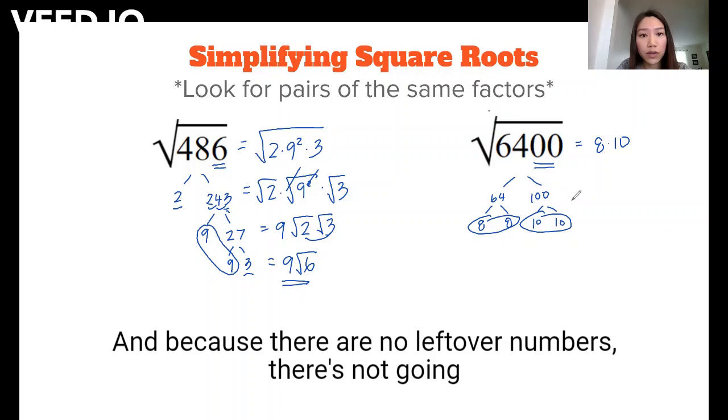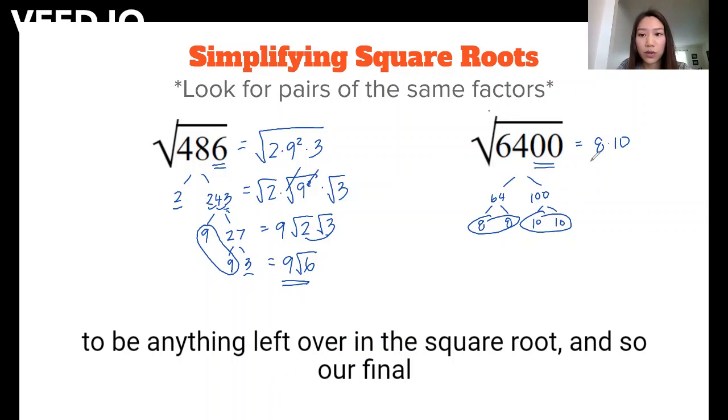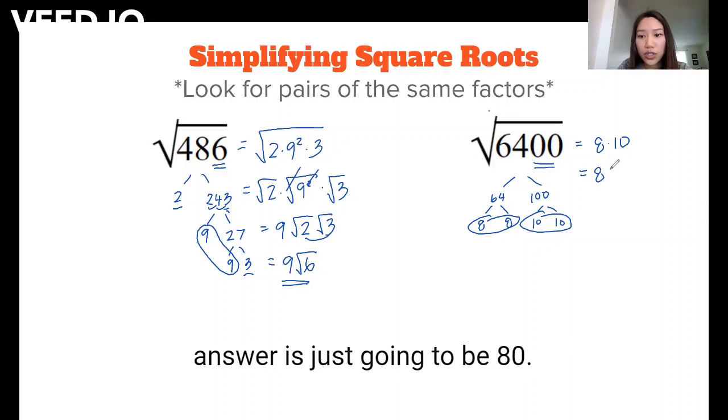And because there are no leftover numbers, there's not going to be anything left over in the square root. And so our final answer is just going to be 80.